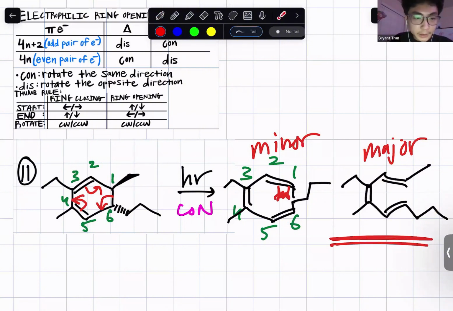Any questions on the procedure of how I got to that major and minor product? Any questions on the thumb rule, how I rotated them, how I started my thumbs, how I ended my thumbs for this particular problem? Okay, so yes.